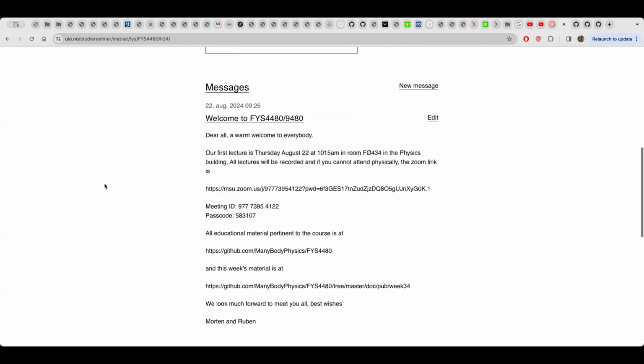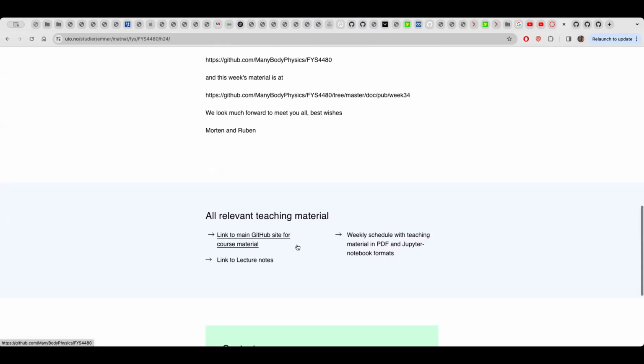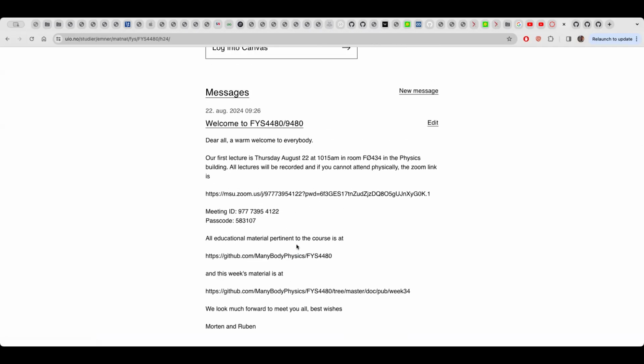And then the material is something you will find at the GitHub address, and I'm just going to point to where you find the different things. And I guess everybody's familiar with a provider like GitHub or GitLab or similar ones.